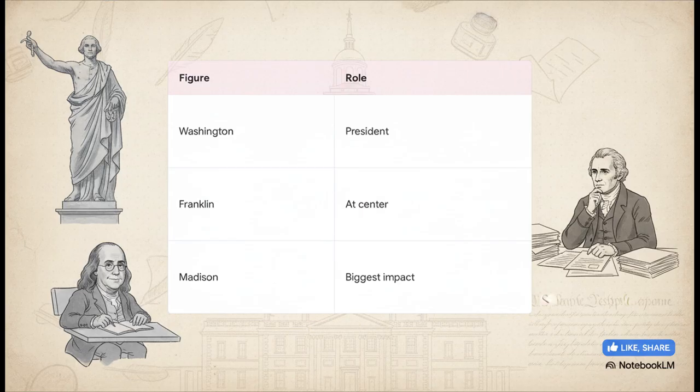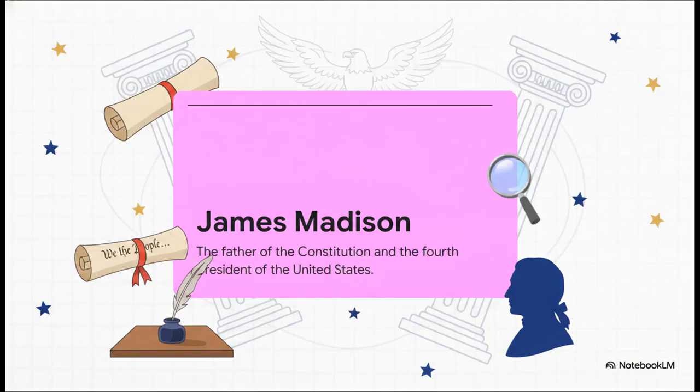But the man who had the absolute biggest overall impact on the writing of the document itself was James Madison. Because of his massive contribution to drafting the rules and the overall structure of the government, James Madison became known as the father of the Constitution. And this founding father would, of course, later go on to become the 4th president of the United States.